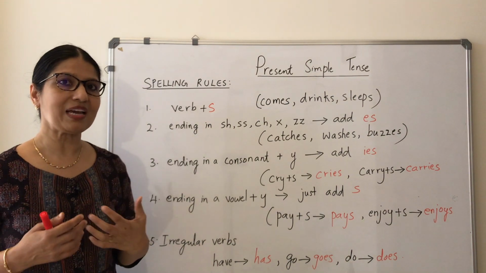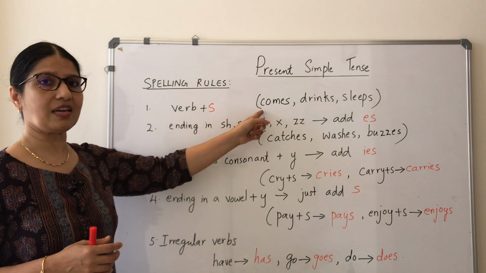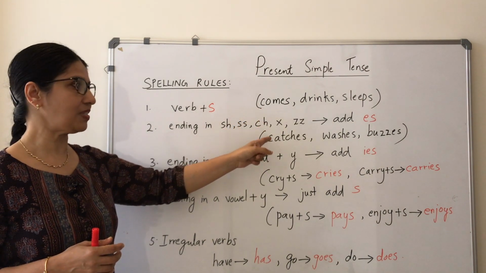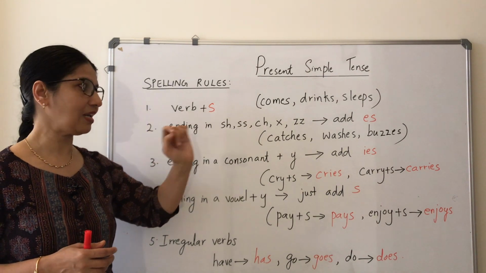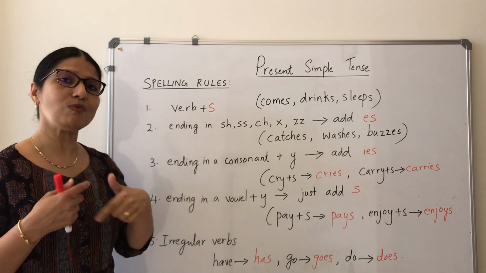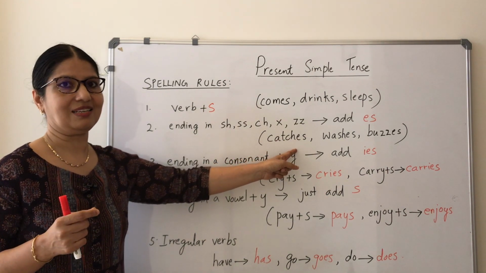Can you guess why we have to add that ES? In this case, we just say comes, but here we say catches. So you can hear that sound there, catches. In order to pronounce it easily, we have to add the letter E.